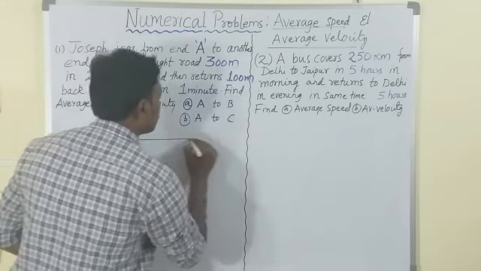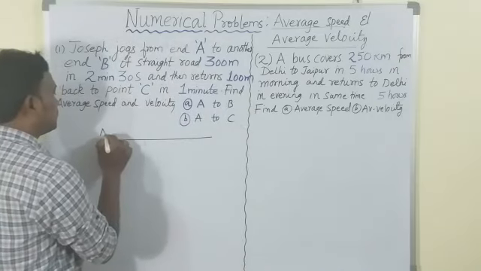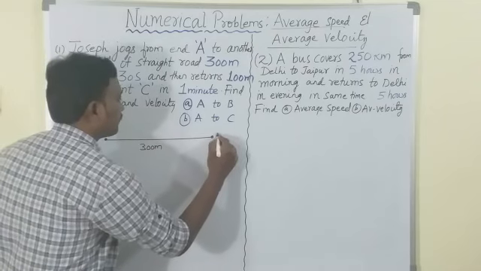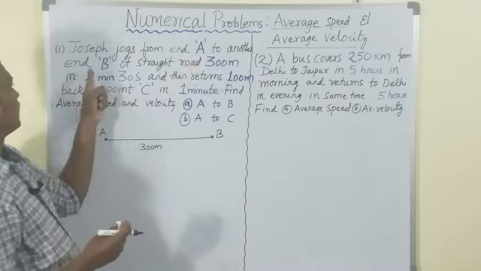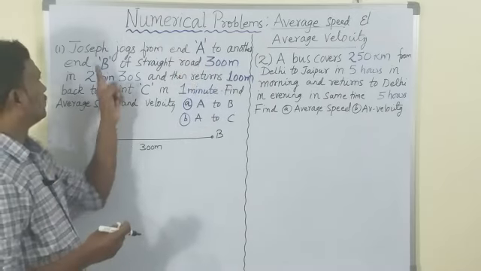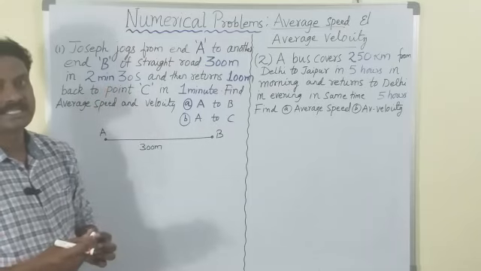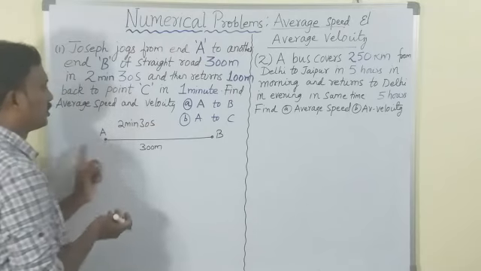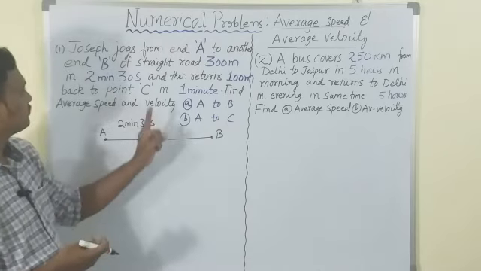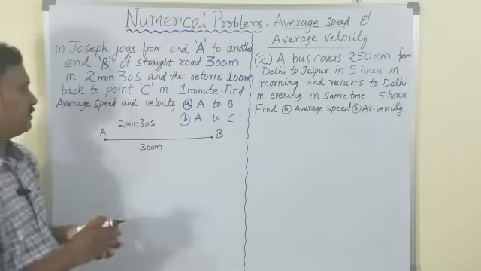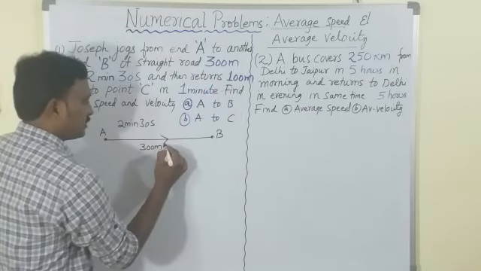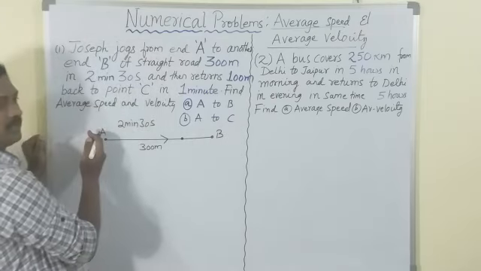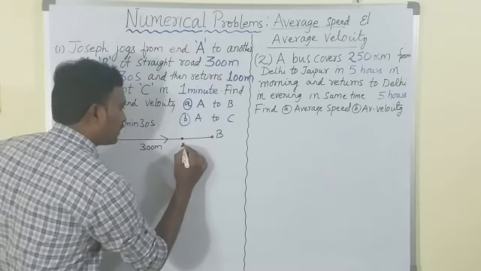In this question they are talking about a straight road. Let me draw a straight road. This is A, and the road is 300 meters in length, and this is B. Joseph takes 2 minutes 30 seconds to reach point B. Then he returns 100 meters back to point C. Means he is returning back. This is the direction in which he is moving, and he is not coming back to A, but stopping at one point, which I call C.